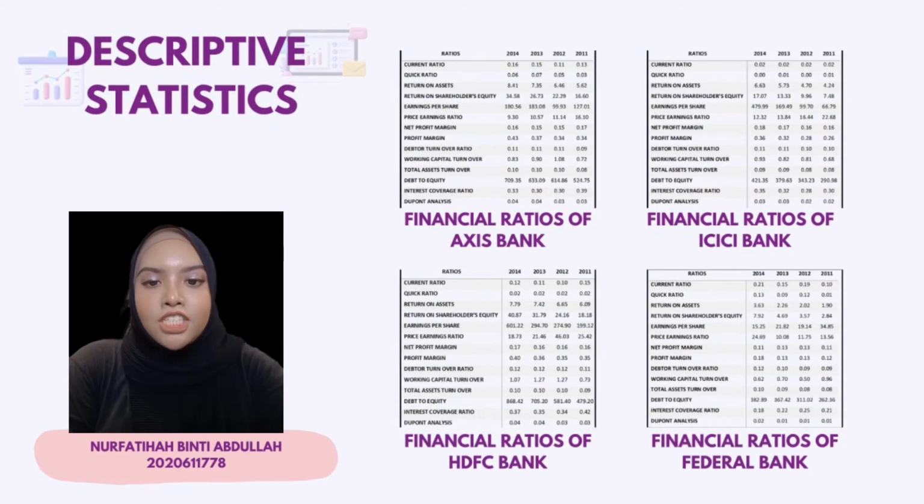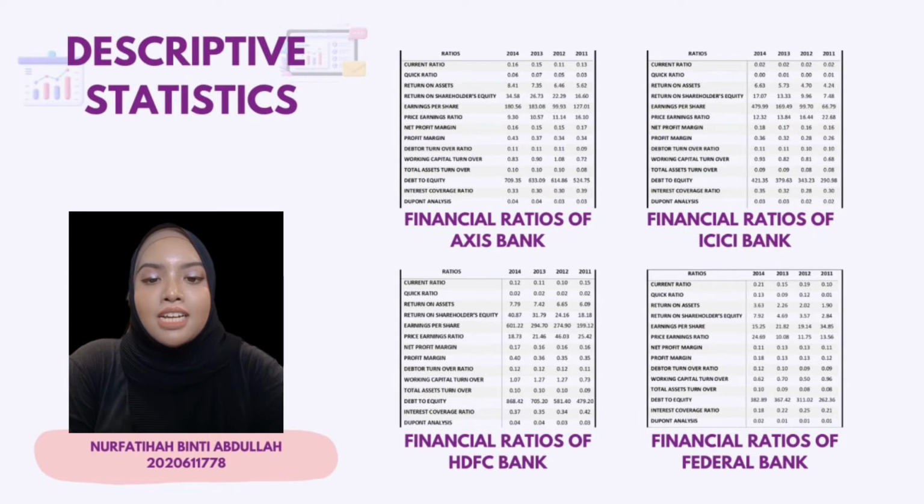In the methodology of Article 2, the first part is descriptive statistics. These financial ratios are obtained from the Axis, ICICI, HDFC, and Federal Bank. Next, the second part is tabulation of each ratio obtained into a line chart. The ratios calculated are liquidity, profitability, activity, assets turnover, and leverage ratio.